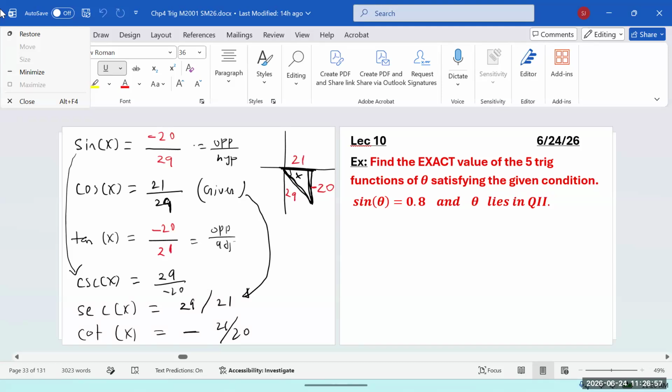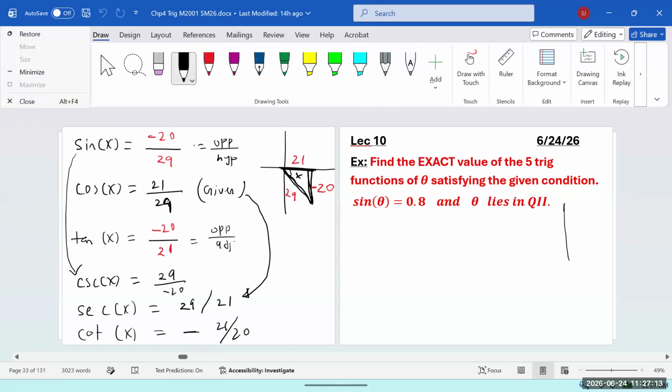It says find the exact value of 5 trig functions for the angle that satisfies the given two conditions. The first condition is sine is 0.8 and it lies on quadrant 2. So let's draw our angle on quadrant 2. Angle always starts from the origin. It has to touch either a positive or negative x-axis. So here we have an angle.